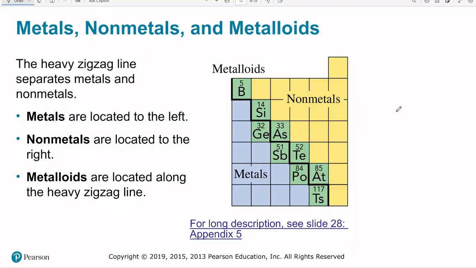We have a major dividing line on the right side of the periodic table, which separates the metals from the nonmetals. The metals are on the left and shown here in blue. The nonmetals are on the right and shown here in yellow. The metalloids are right in the center, and the dividing line is in black, and the metalloids are shown here in green.